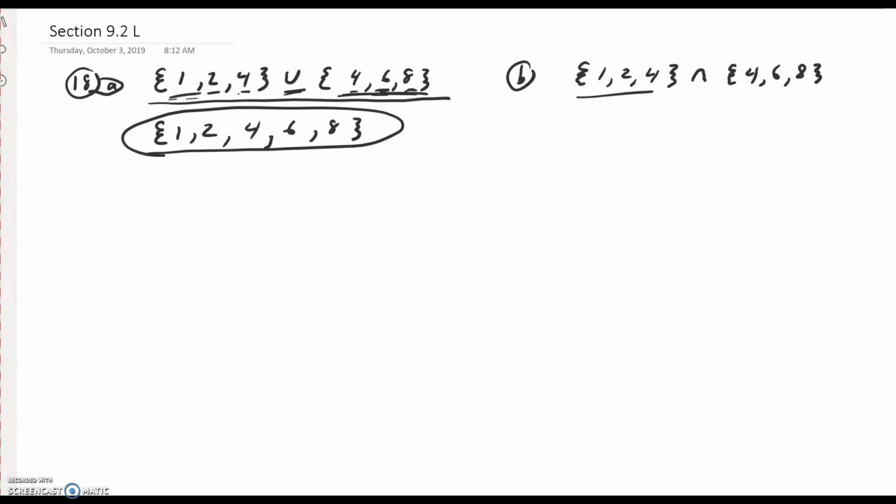Here we have the same two sets, but now we're doing an intersection on the sets. The intersection of two sets is a set that contains anything that happens to appear in both of them. 1 is here but not here, so it's not in the intersection. 2 is here but not here, so it's not in the intersection. 4 is in both, and so the intersection of these two sets is 4. So that's an example of union and intersection of two sets.